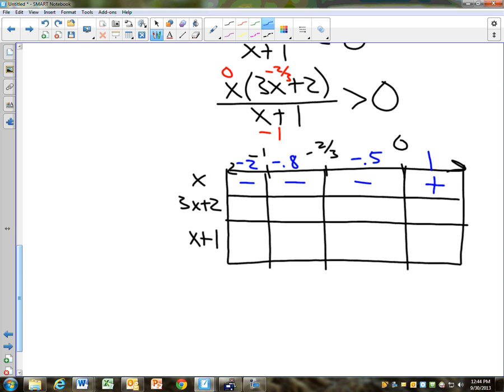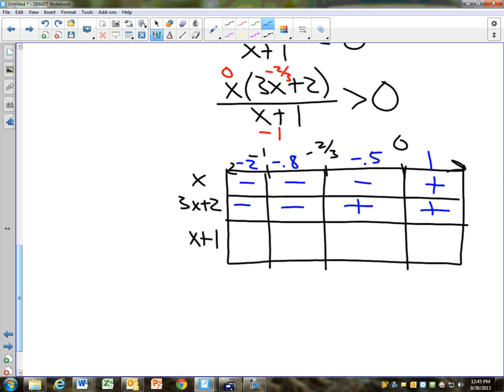Let's go to 3x plus 2. 3 times negative 2 is negative 6 plus 2, negative 4, so it's negative. 3 times negative 0.8 is negative 2.4 plus 2, negative 0.4. Very good. 3 times negative 0.5 is negative 1.5 plus 2, positive. And 3 times 1 plus 2, positive.